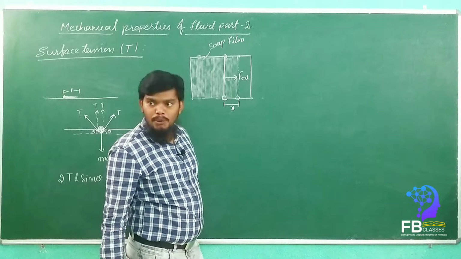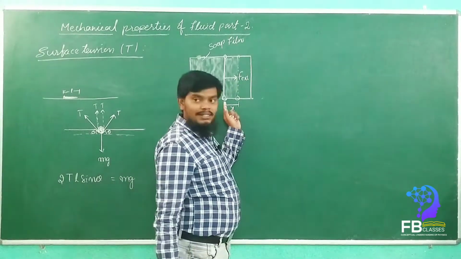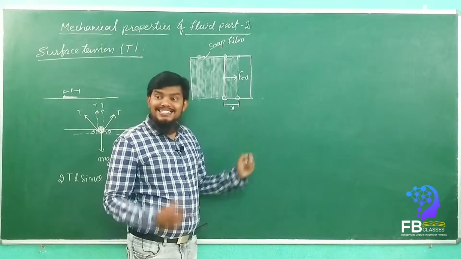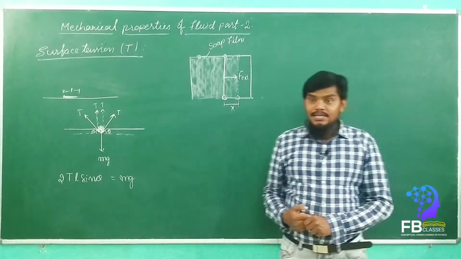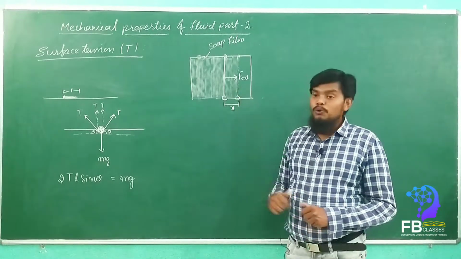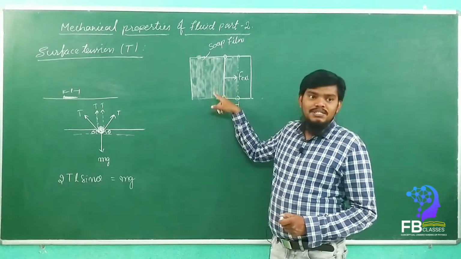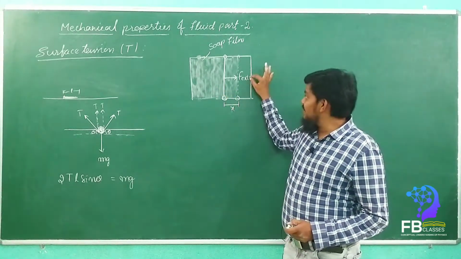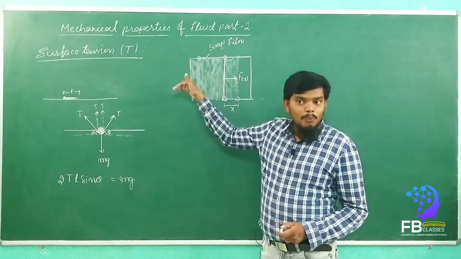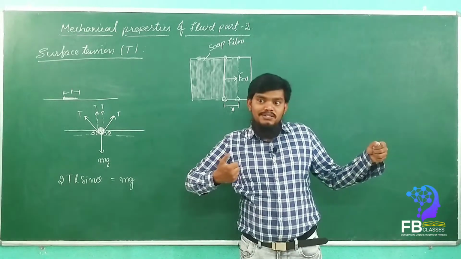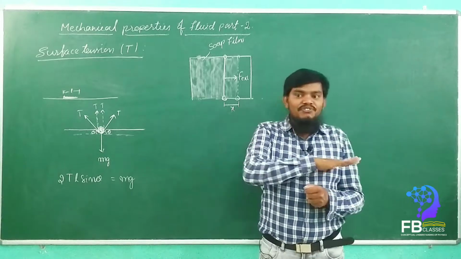When I applied the force and the wire is displaced in the same direction, that means I did positive work. Work done by the external force, where has it gone? It is stored in the form of surface energy. That's why once I leave this wire, it immediately goes back. Who pulls it back to its original shape? The surface of the soap film.